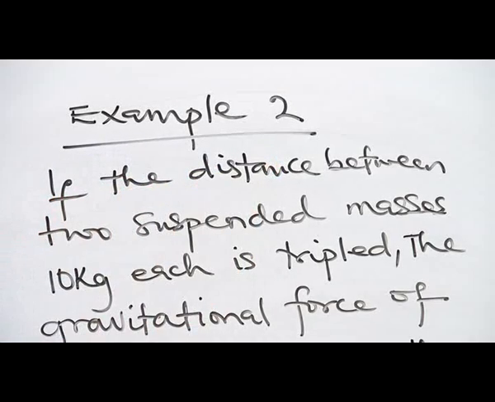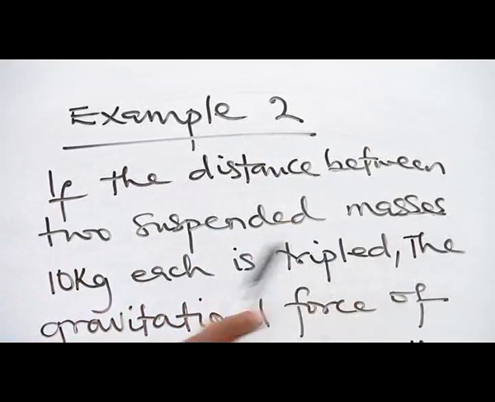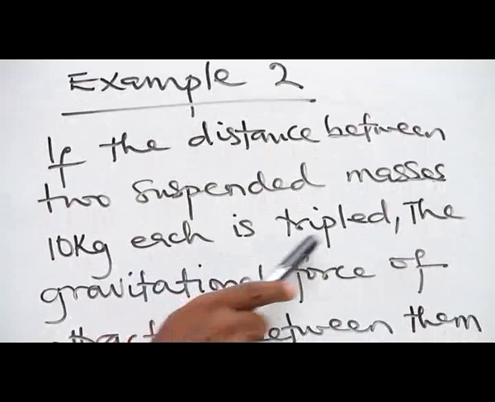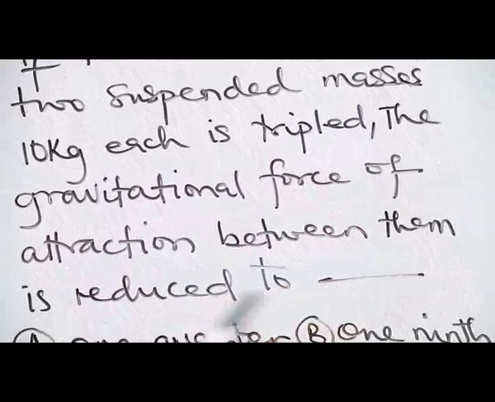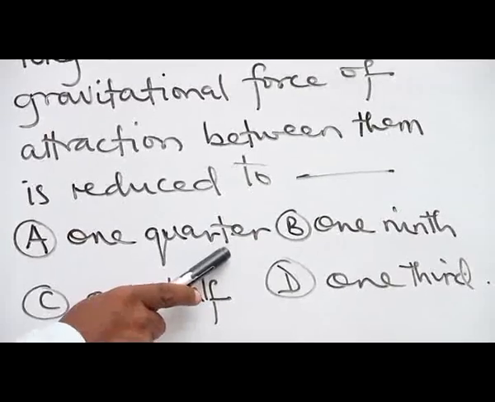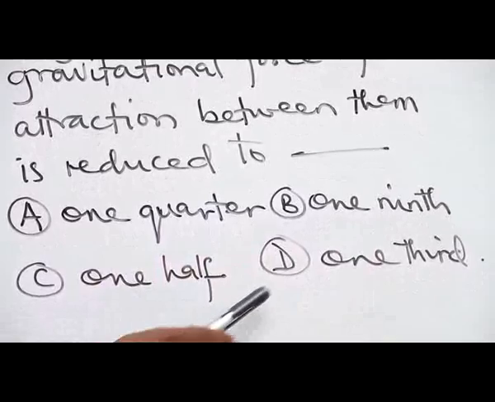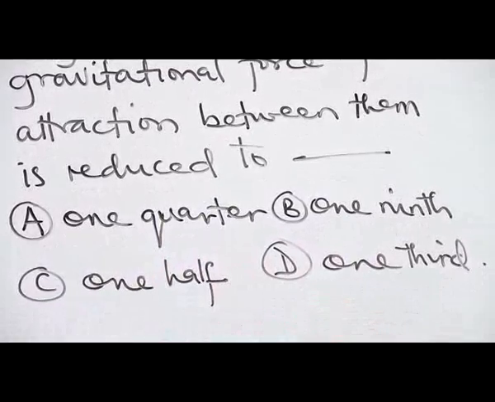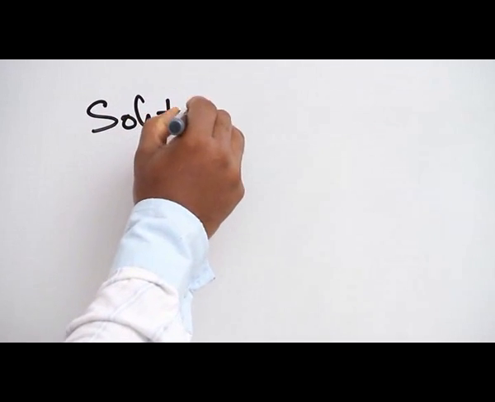Example 2. If the distance between two suspended masses, 10 kg each, is tripled, the gravitational force of attraction between them is reduced to dash. A, 1/4; B, 1/9; C, 1/2; D, 1/3. The solution to the second example is as follows.